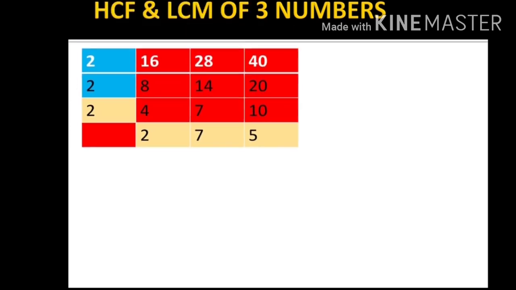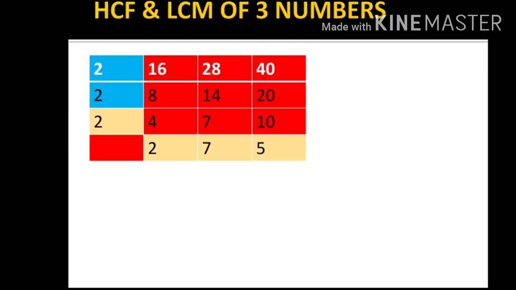HCF and LCM of three numbers. The example is 16, 28, 40. Divided by 2 we get 8, 14, 20. Again divided by 2 we get 4, 7, 10. Now 7 is not divisible by 2, so the remaining two numbers are divided by 2 and we get 2 and 5, and 7 is kept as it is.